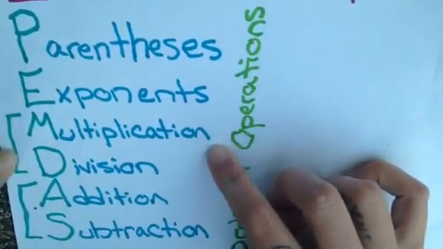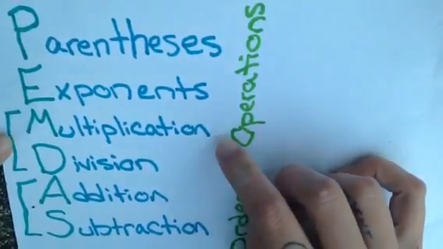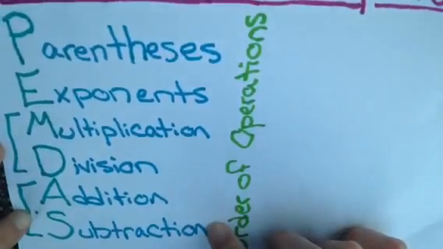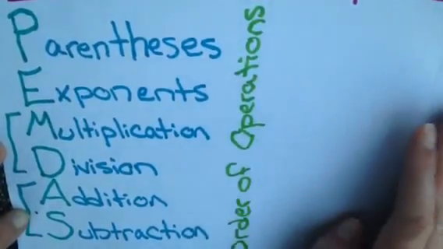You then look for multiplication and division, and you solve those in order from left to right. Finally, you solve any addition and subtraction problems in order from left to right. Let's practice one.